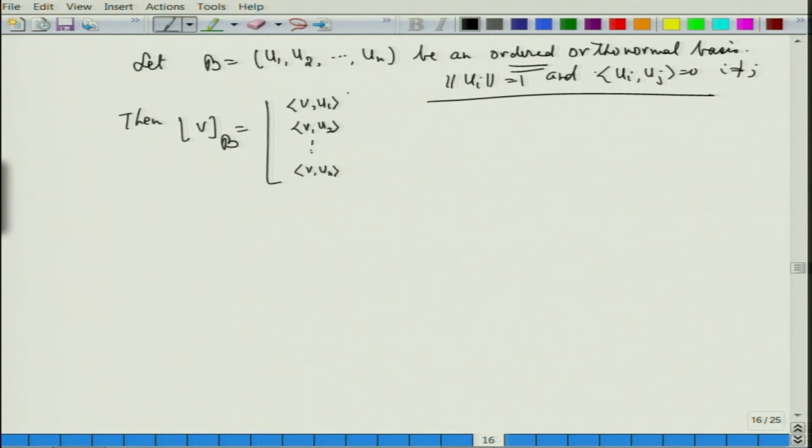So just compute the inner product and you get the coordinates directly. Coordinates of V with respect to B. All right. So there is nothing, you don't have to solve any system, you don't have to do any work, the length is already 1, so you don't have to divide anything, you just have to look at the inner product to get your answers.